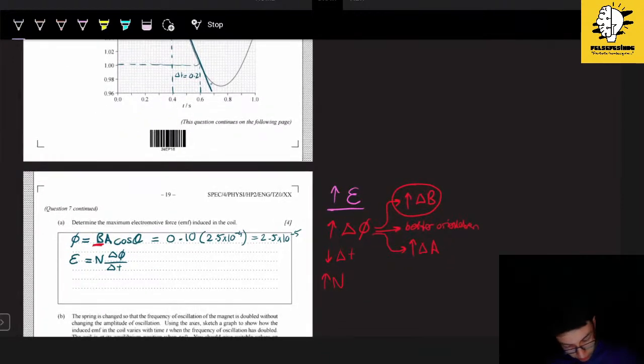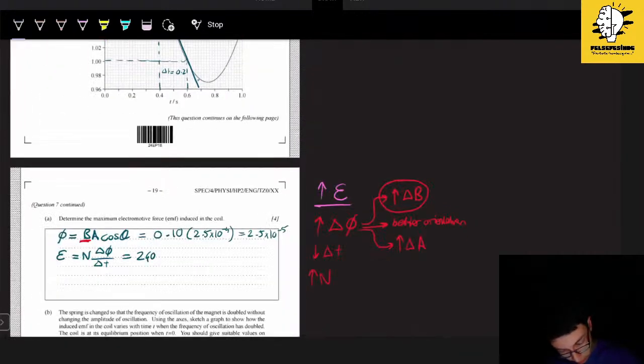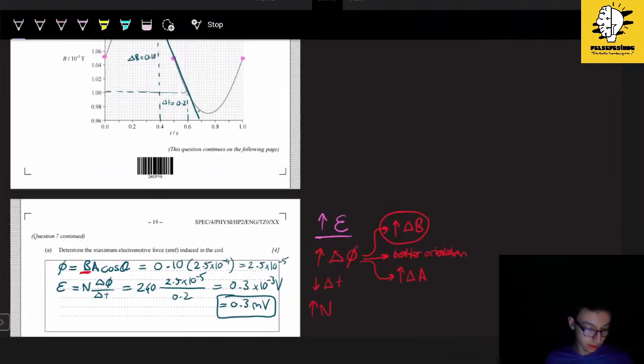And then I will say, let's write it over here, n was 200, what was it, 40 turns, times 2.5 times 10 to minus 5 over 0.2, so it will be equal to something like 0.30, I guess, right? Exactly. 0.30 times 10 to minus 3 volts, meaning 0.3 millivolts. So this is how we do it.